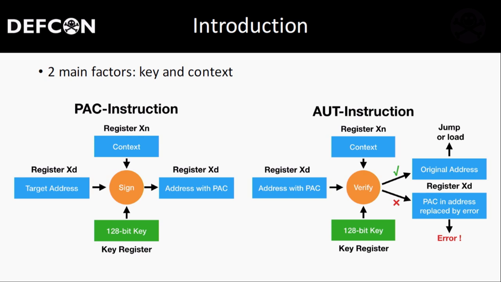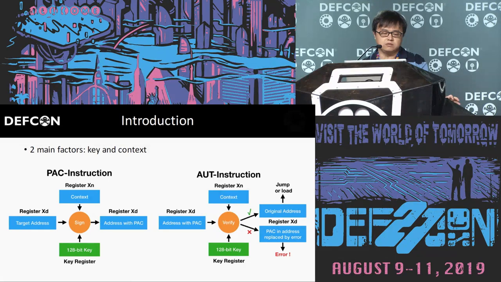The PAC instructions work as follows. It will use a key register and a context register to calculate a PAC value from the register XD. And then it will insert the PAC value into the register XD, which then forms a signed pointer. And for AUT instructions, these instructions extract the PAC value from the XD register. And then it also uses the key register and the context register to verify whether the PAC value is consistent with the original pointer value. If the verification succeeds, it will use the verified pointer value to do jump or load. If the verification fails, it will insert an error code into the pointer, so the pointer cannot be used for further use.